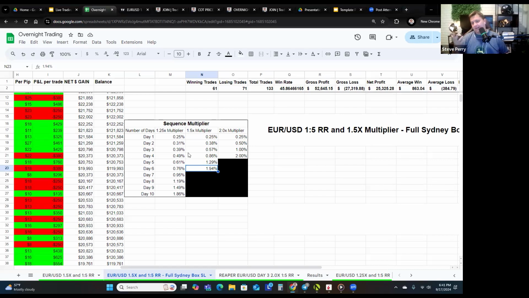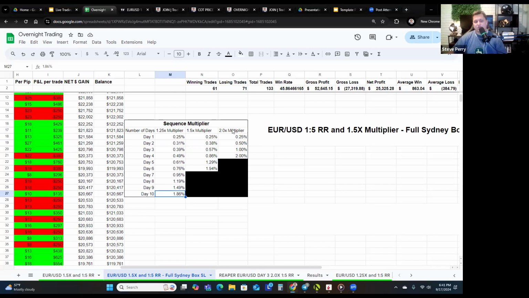But if you're like, oh, that's too much risk, you can use what's called the 1.25 multiplier. So this is a little bit of a lower risk setting. It starts also off at 0.25%, and then it increases by a factor of 1.25 each time. And you get up to 10 days to get a win. So you've bought yourself an extra 4 days to do that.